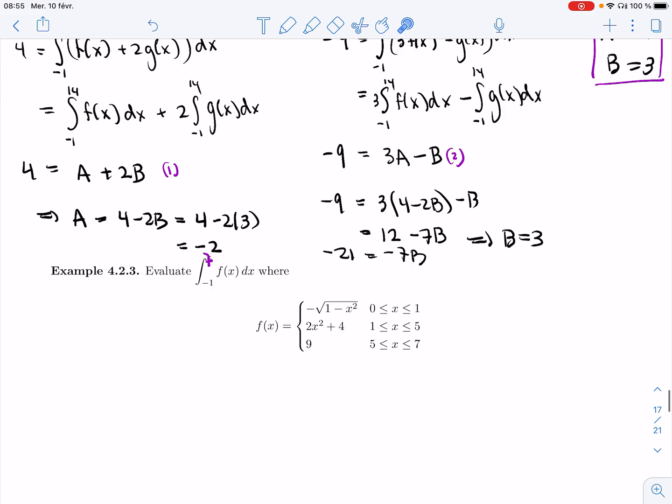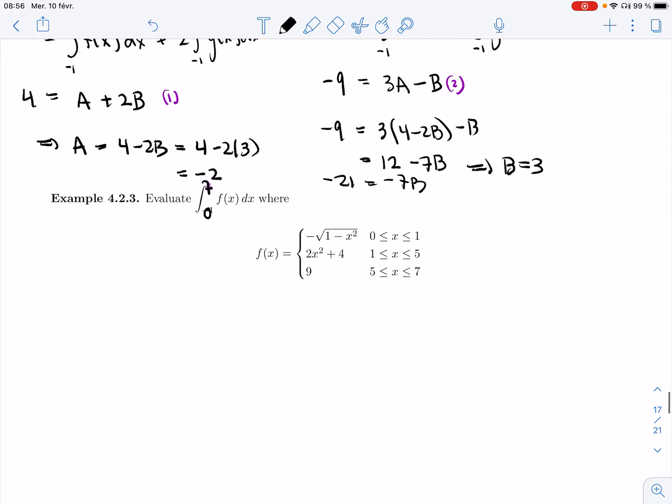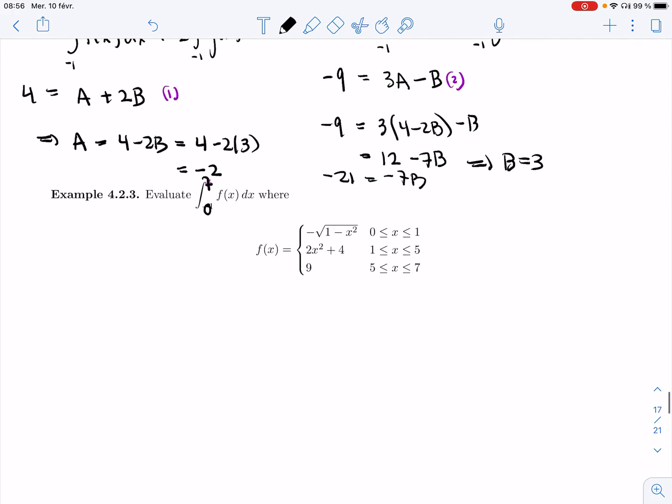Let's say I want to evaluate the integral from minus 1 to 7 of f of x dx, where f of x is this piecewise. Oh, sorry, I really forgot to change the bounds here. I'll change them. All right, so f of x is this piecewise. It's equal to this function from 0 to 1, this one from 1 to 5, and this one from 5 to 9. All right, so I'm going to split it because I have different functions in different places.